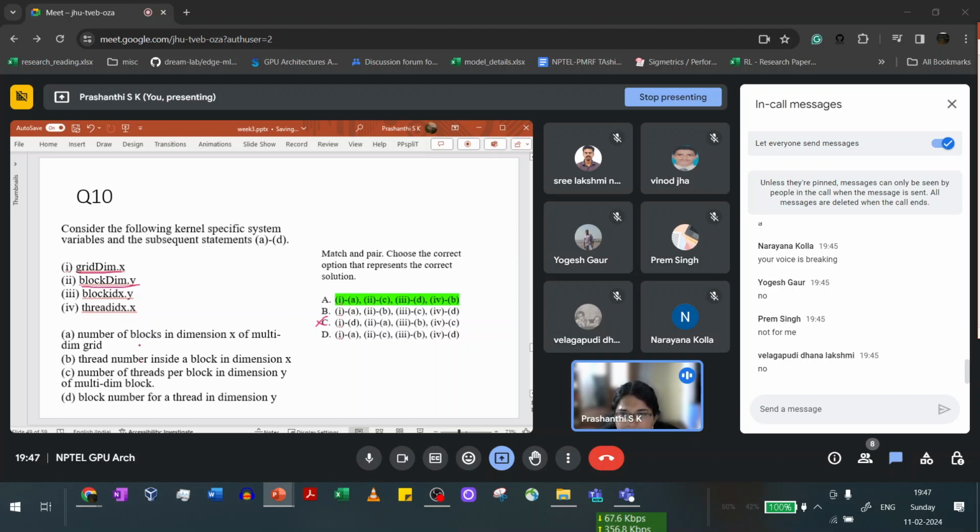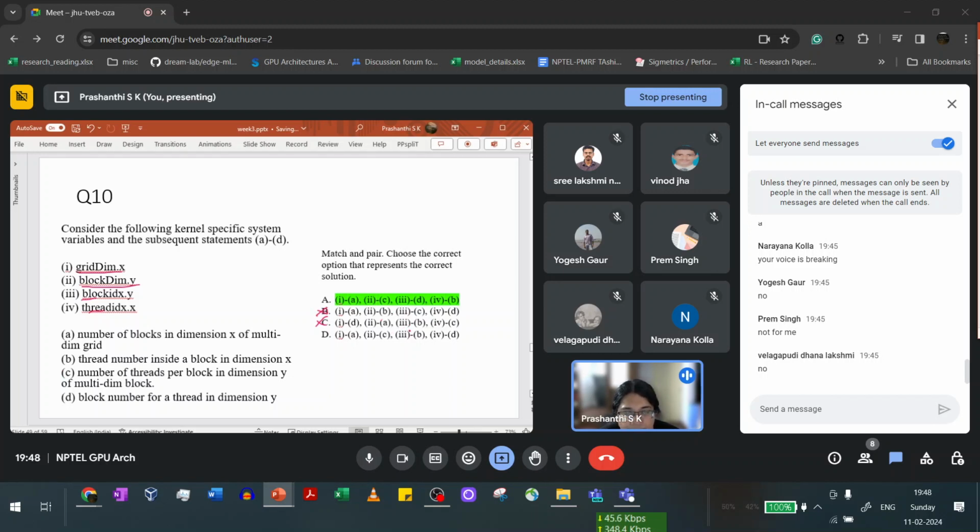Block dimension dot y, number of blocks in dimension x, which is incorrect. That rules out 2A. Okay, 2A was never in consideration. C and D are the only things in consideration. B says thread number inside a block in dimension x, and C says number of threads per block in dimension y. So that's correct. Remember, the offset things are these two, right? The other two talk about the number of blocks or the number of threads. So 2C is the correct answer, which eliminates this 2B.